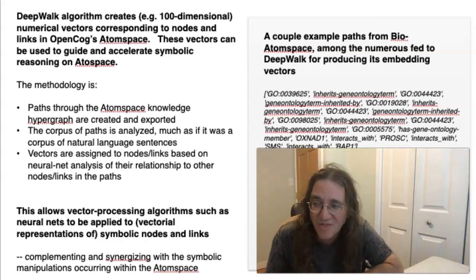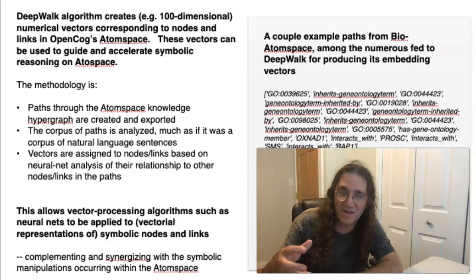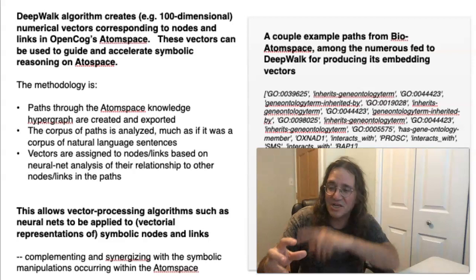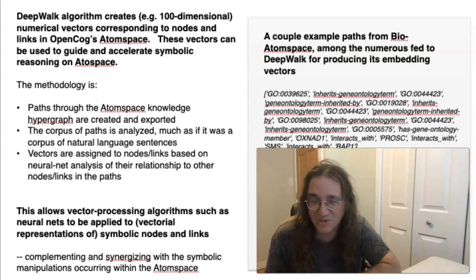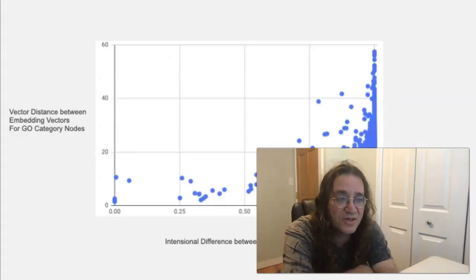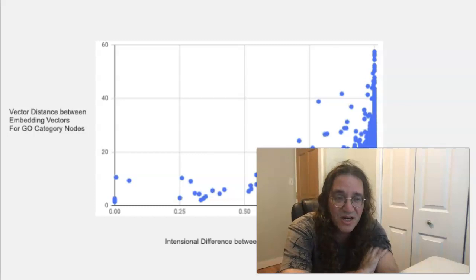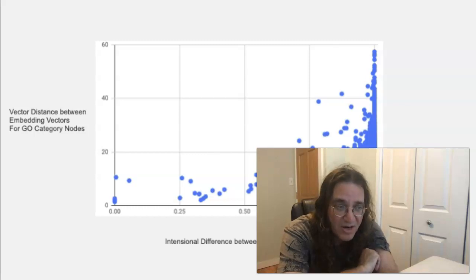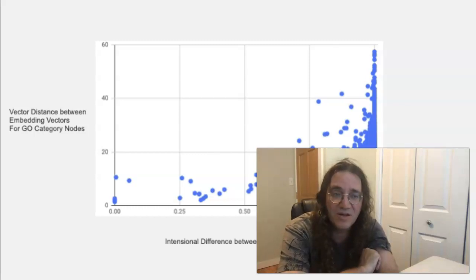And of course, a path is very crude. If you have a weighted labeled hypergraph where the nodes and links have a particular semantics, just taking a path is throwing out a lot of the logical meaning there. On the other hand, having so many different paths, some of that logical meaning in a way comes back in the statistics of looking at all the different paths together. So one thing you can do here is look at geometric correspondences between the nodes in the hypergraph and the vectors. On this graph, each dot is a pair of nodes from the OpenCog bioatom space.